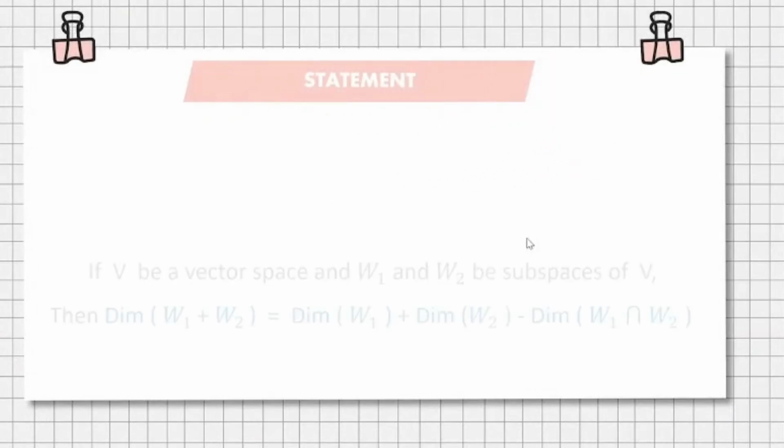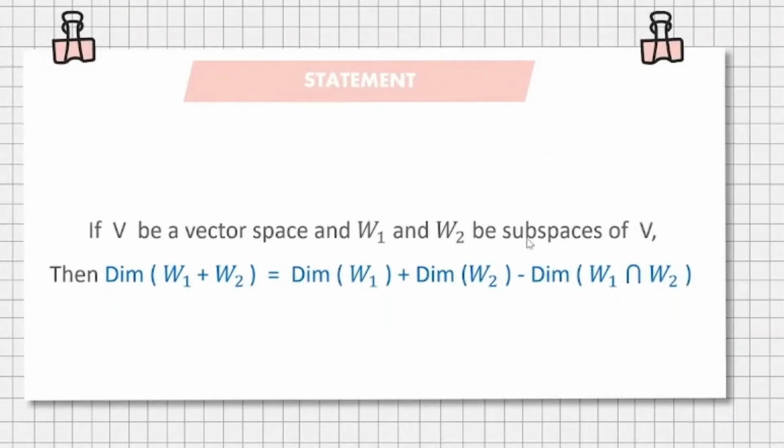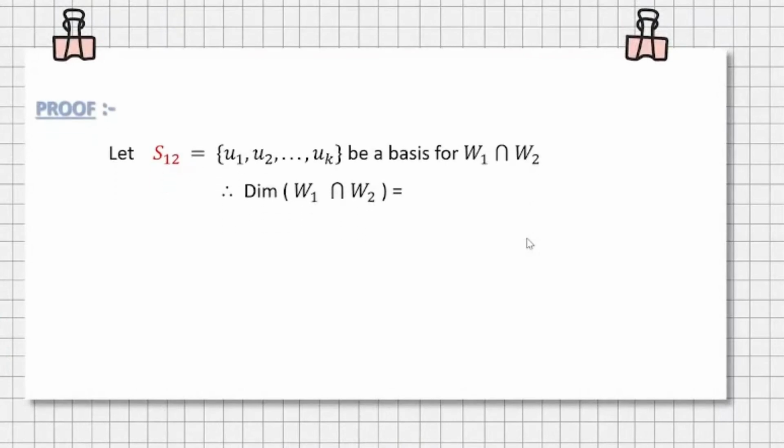My statement is: let V be a vector space and W1 and W2 be subspaces of V, then dimension of W1 plus W2 equals dimension of W1 plus dimension of W2 minus dimension of W1 intersection W2. First, let's consider the set S12 = {u1, u2, up to uk} as a basis for W1 intersection W2. Then the dimension of W1 intersection W2 is k.